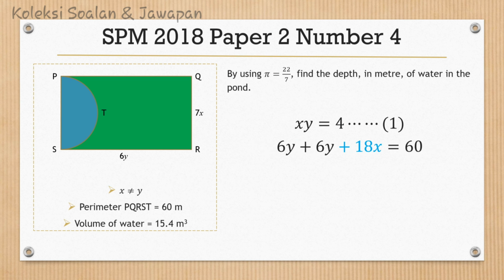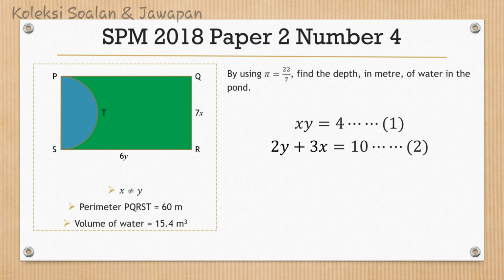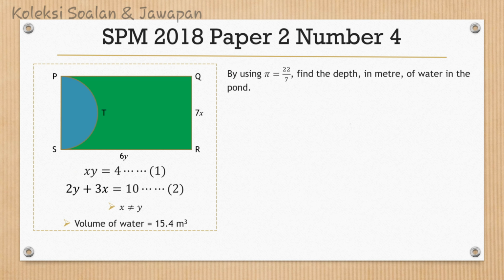7x plus 11x is 18x. 6y plus 6y is 12y. And we divide by 6. We get 2y plus 3x equals 10. Now we save this second equation. Okay, now we have to solve.